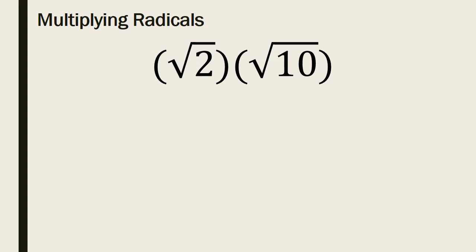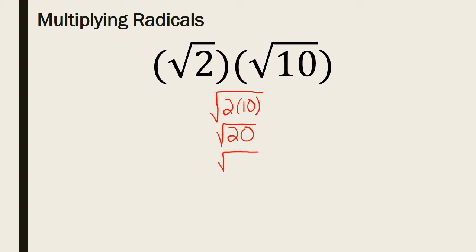Now, let's take a look at this example. We have radical 2 times radical 10. I know I need to multiply the numbers inside the radicals, so I have radical 2 times 10. Radical 2 times 10 is radical 20 because 2 times 10 is 20. Radical 20 is not in the simplest form.